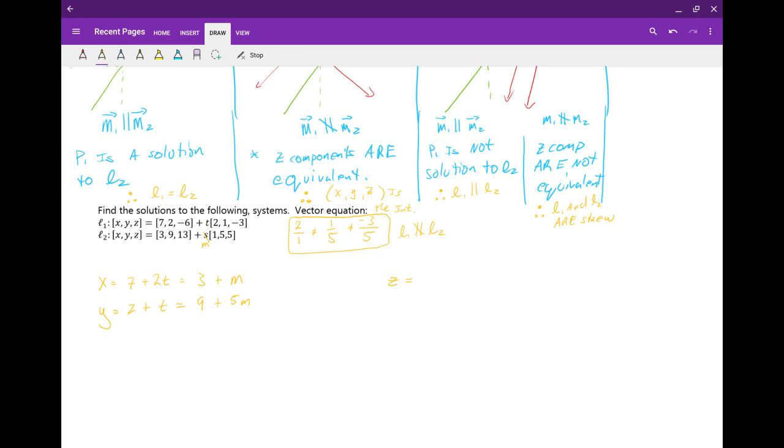My z components are negative 6 plus negative 3t. I mess these up all the time, actually. My z component is negative 6 plus a negative 3t, or minus 3t, I guess is what I'm going to do. Negative 6 minus 3t. And my z component here is 13 plus 5m.